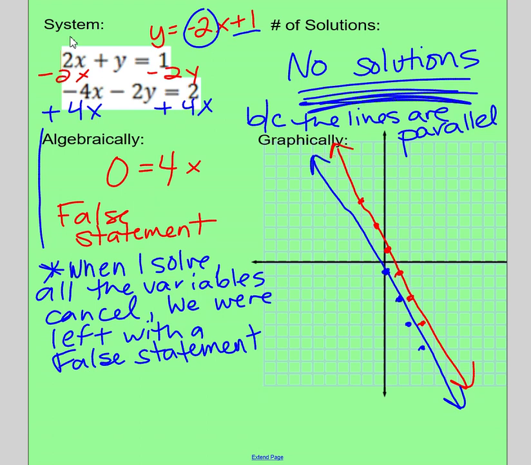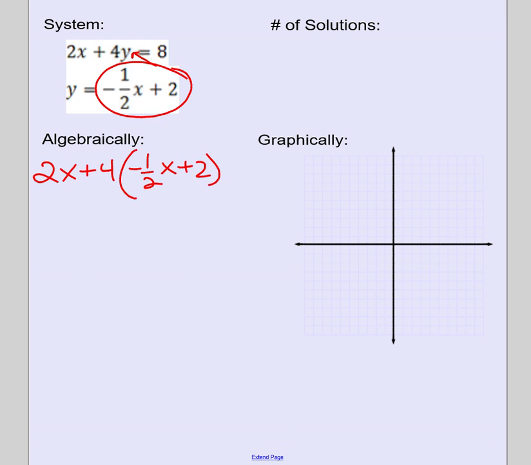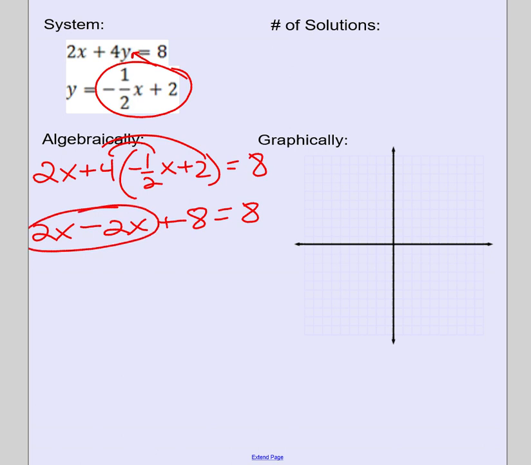All right? Let's look at the next example. Okay, now this one's set up nicely for me to use substitution. I'm going to take this, plug in for y, okay? So I have 2x plus 4, and then in parentheses, -1/2 x plus 2 equals 8. Distribute this 4. 2x minus 2x plus 8 equals 8, right? Well, what happens here? 2x minus 2x, that cancels out. That's 0. So all I have left is 8 equals 8. Same thing as before.